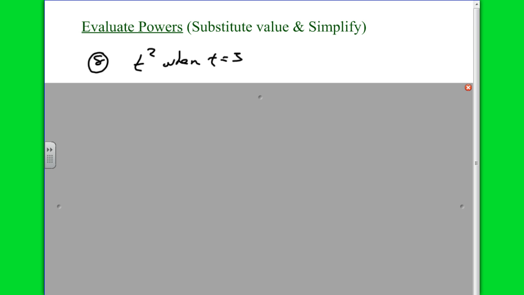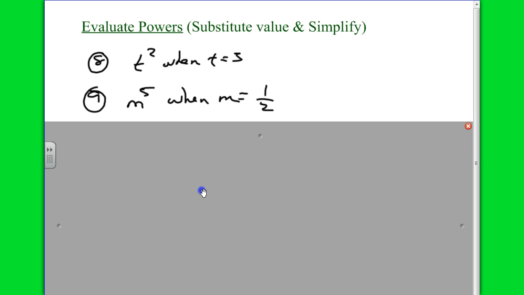Okay, so t squared when t equals 3. Let's see if you can say the answer. I know some of you are still writing. But t squared when t equals 3. 3, 2, 1. 9. 9, right. So 3 squared is 9. Okay? And now you don't need to write these. Let's just do it together. Oh, this is tricky to do. Who thinks you might be able to do this? This is m to the 5th when m is 1/2. Think you can do it?